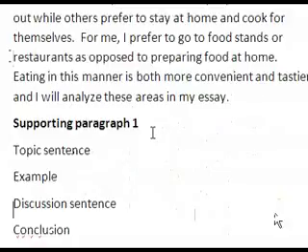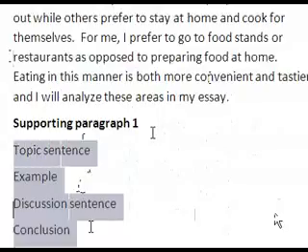Now the way the sentences work is the topic sentence introduces the idea we're going to speak about, which is how restaurants are more convenient. The example is an example of how the restaurant is more convenient than cooking at home. The discussion sentence explains how the example proves the topic sentence. So the discussion sentence is the link between the example and the topic sentence. Finally, the conclusion links the topic sentence to the thesis. So it shows how the topic sentence proves the thesis, and it keeps the entire supporting paragraph linked to the essay.